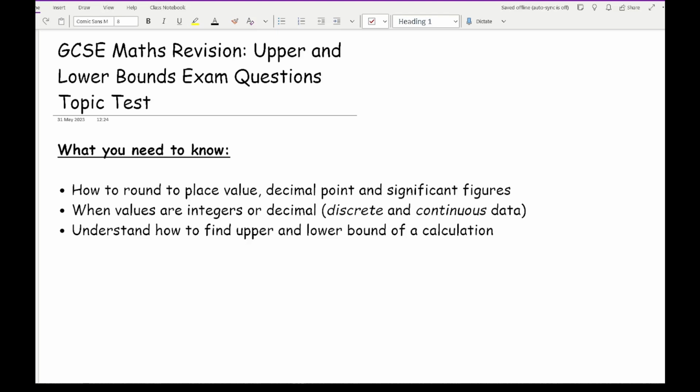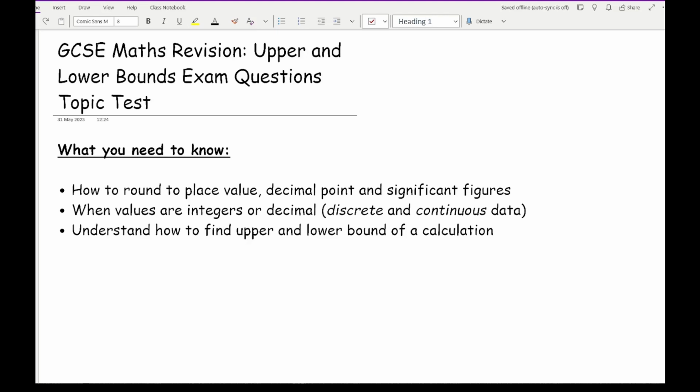You need to know what, let's say, two decimal places means and what the third significant number represents as well. You also need to know when values are integers or decimals. In other words, when data is discrete or continuous. So for example, if you're dealing with people, that can't be decimals, it has to be to the nearest integer. Same thing with money, you can only round money to the nearest penny, etc. Whereas things like height and weight can be continuous, you can go right up to the upper limit.